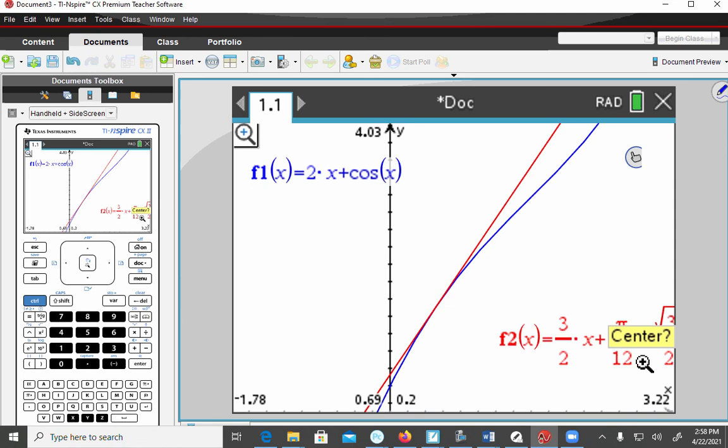So you can use your calculator to check. You could have also used your calculator to find the derivative at a point for that 2x plus cosine x. You could have found it at the point pi over 6, and you would have gotten the 3 halves. So at least you would have known your slope was right as well.